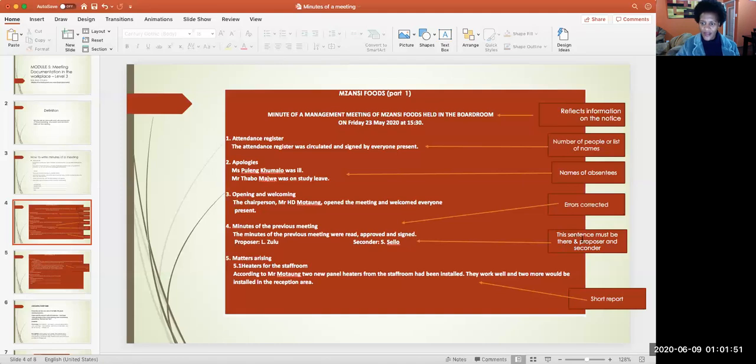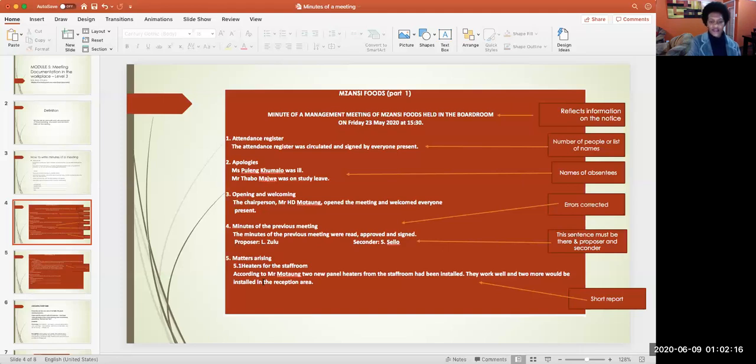In the sentence, you must include the proposer and the seconder to show that it has been approved. Okay? Whatever you have discussed in the previous meeting, if everything is correct, then it must be approved, and later on must also be signed, okay? Matters arising. I did explain to you what matters arising is.